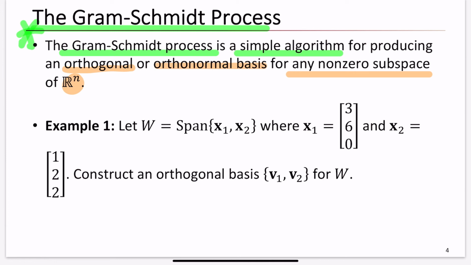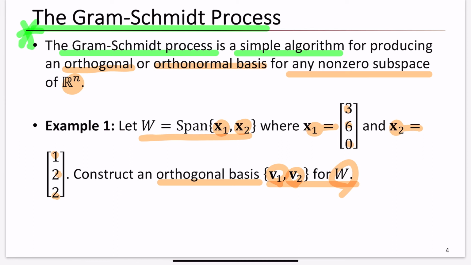So let me show you an example first. Let's suppose that space W is spanned by x1 and x2, where x1 is (3, 6, 0), and x2 is (1, 2, 2). First of all, construct an orthogonal basis v1 and v2 for the subspace W.